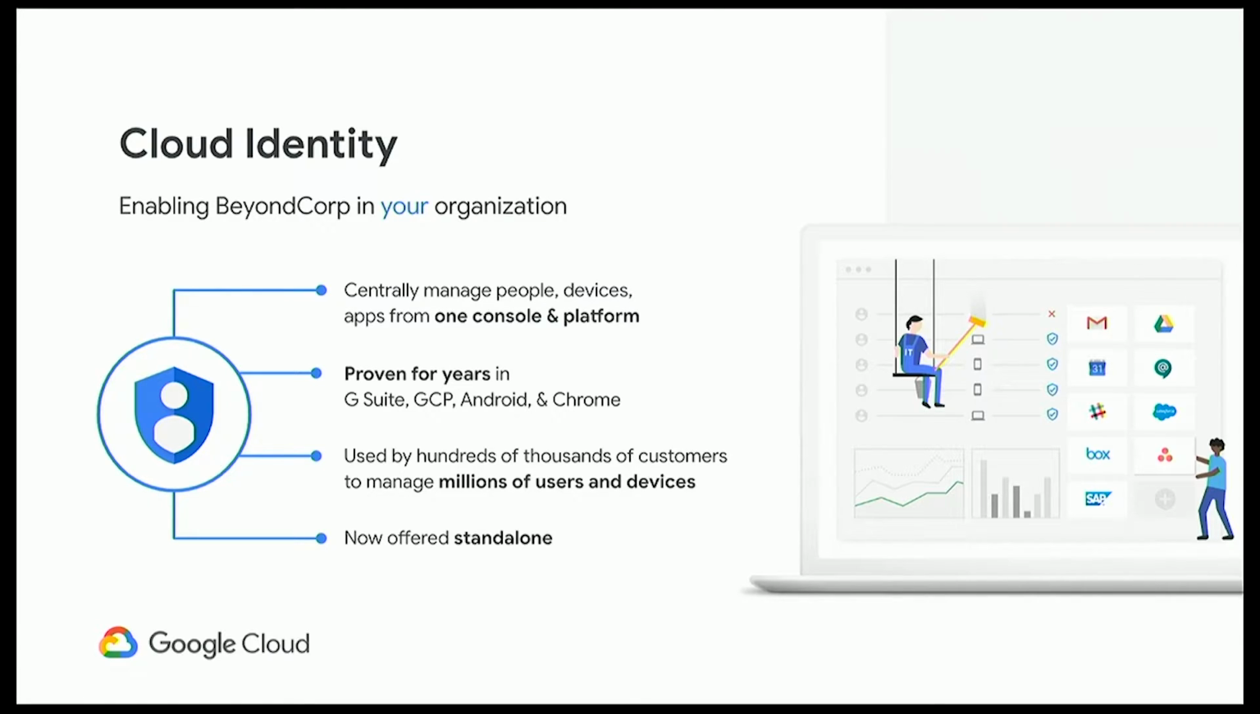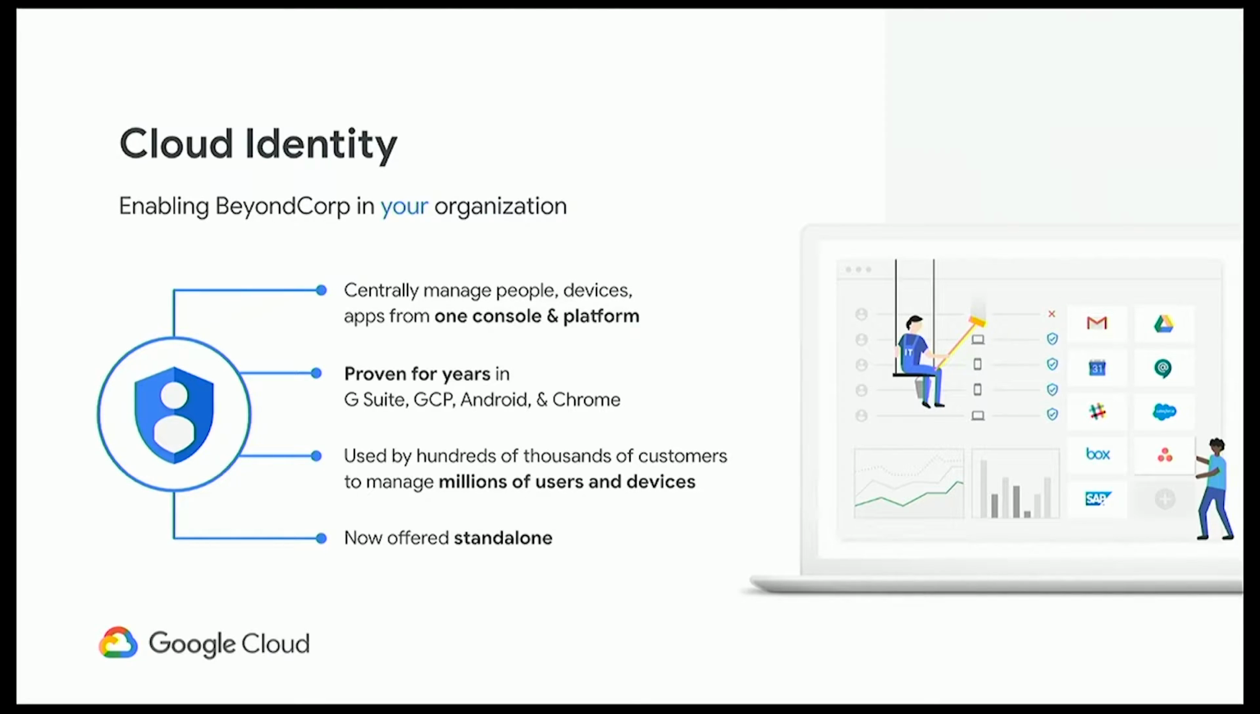There are two key tenets of the BeyondCorp security model. The first one is no trusted networks. You're not even trusting your own network. We inspect each and every request that's coming to your applications, and make sure that these requests are authenticated, authorized, and also encrypted.